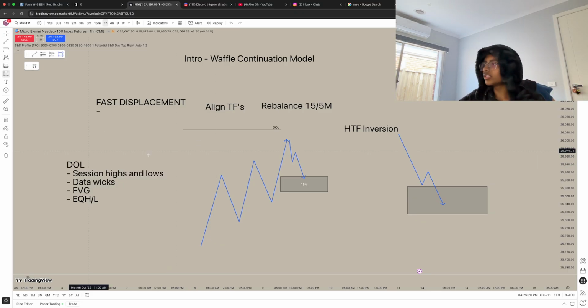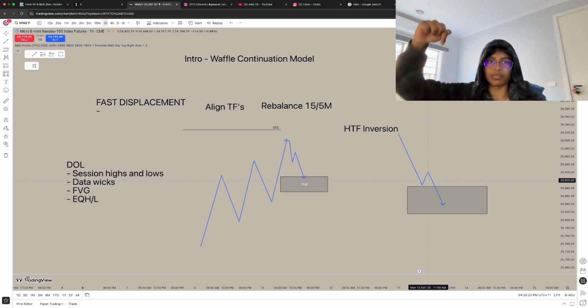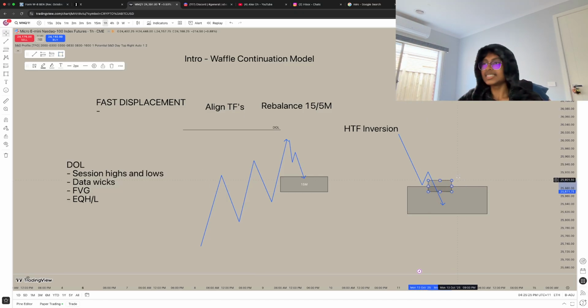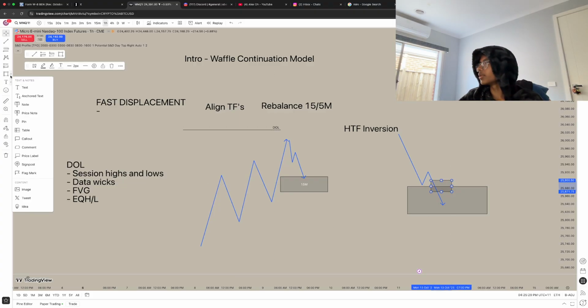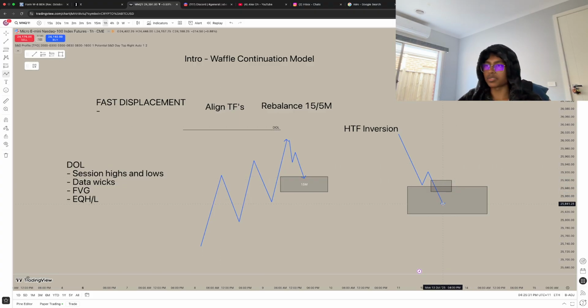So when we have the last manipulation leg, the last leg that pulls into that 15-minute gap, this is the gap that I want to see get inversed. Okay, so what would I want to see from here? I want to see fast displacement. I want to see price go down and displace. Literally in 1 to 2 candles, I want to see price displace through this fair value gap.